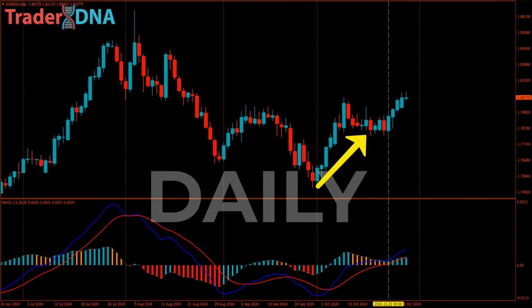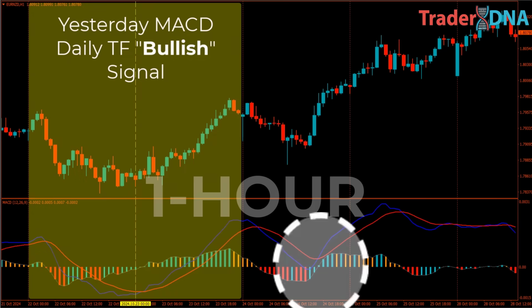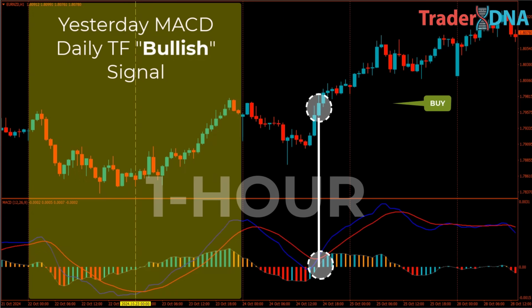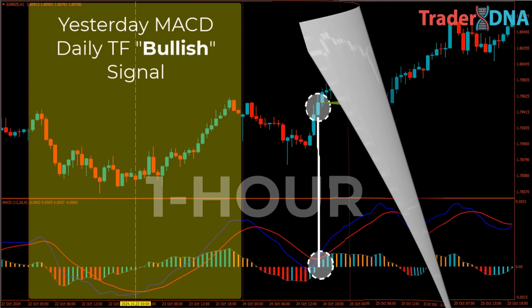For instance, if the market structure shows an upward trend on the higher time frame, I will only consider taking long buy positions when the MACD signal crosses upwards. This alignment with the bigger trend helps to ensure that I'm trading in the direction of the prevailing momentum, which increases the likelihood of successful trades.